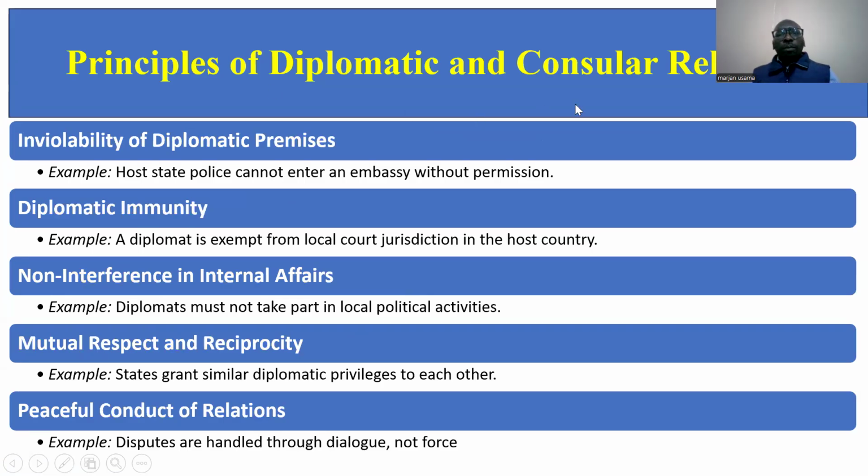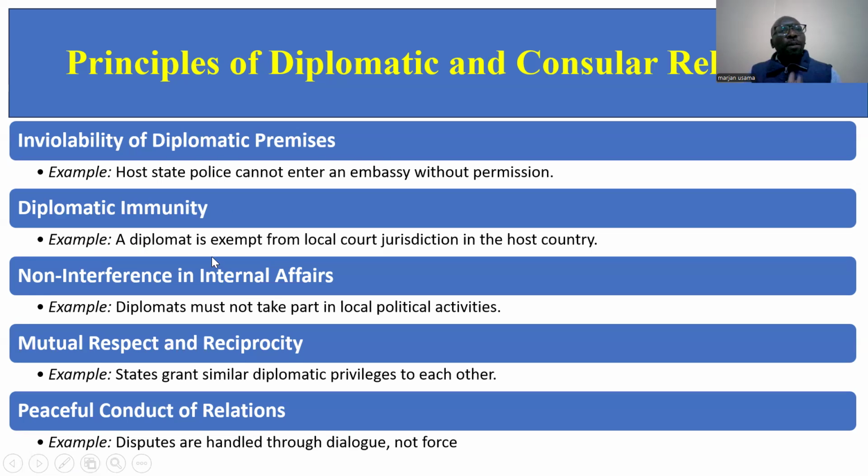Now, what are the principles of diplomatic and consular relationships? Number one, inviolability of diplomatic premises. Host state police cannot enter an embassy without permission. For example, in Kenya, we have the embassy of Somalia. The Kenyan government cannot enter that embassy without the permission of the Somali government. In the embassy of Somalia in Kenya, Somali rules apply. And if Kenya decides to attack the embassy, it is like attacking Somalia.